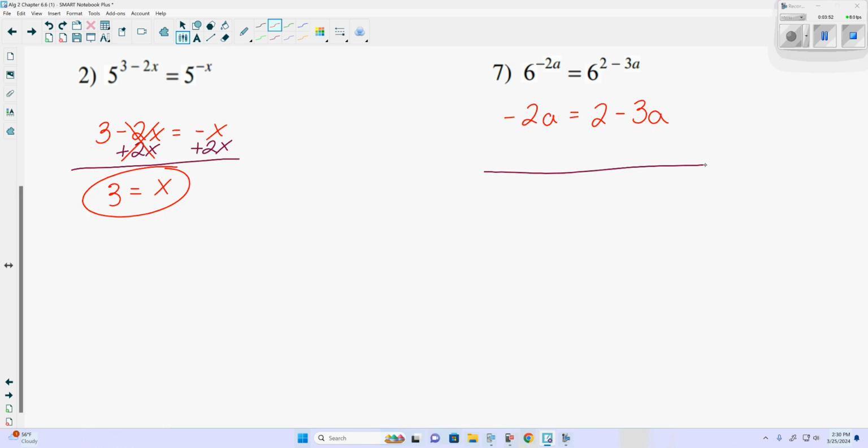What do we need to do first? So we can add 3a to both sides, because that will get our variables on the same side. Negative 2a plus 3a is a. Negative 3a plus 3a cancel out, telling us that a is 2. Questions on these first two here? Are you ready for the next one?